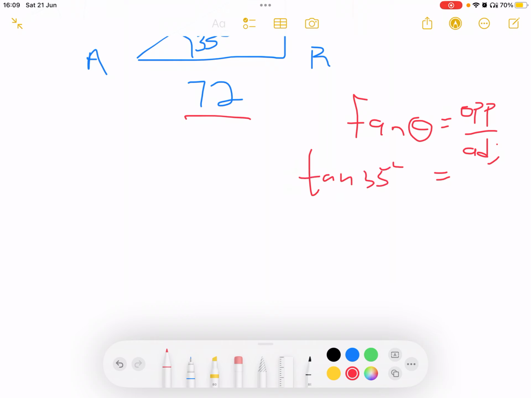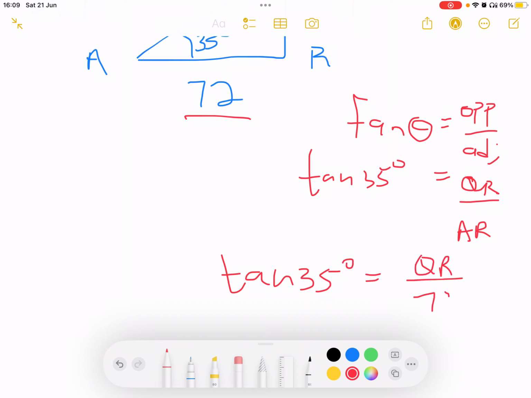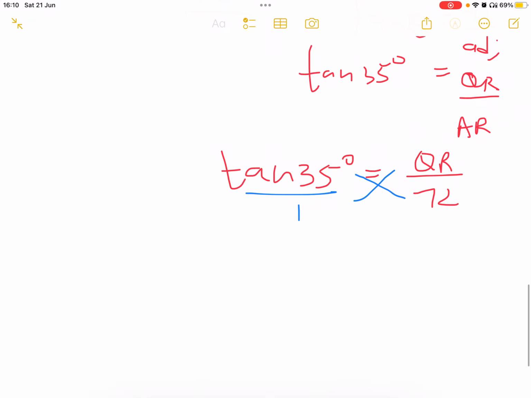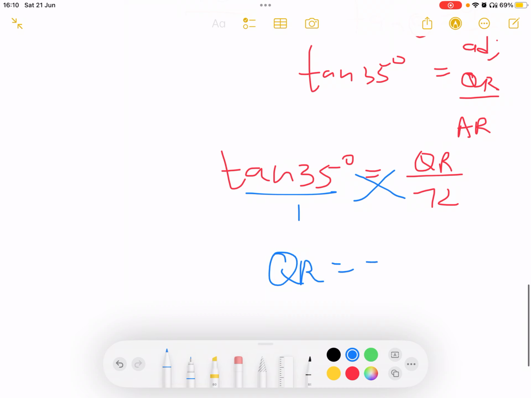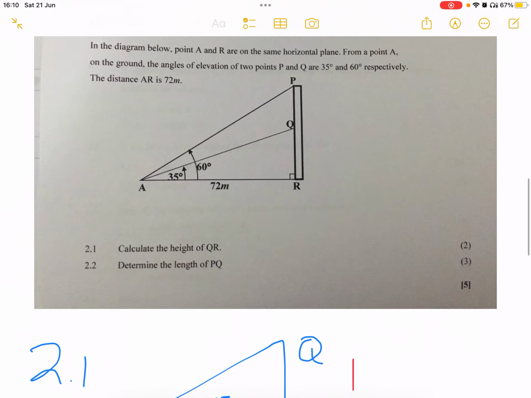With that, you can simply say tan of 35 degrees is equal to the opposite side, QR, over AR. In substitution, tan 35 degrees is equal to QR over 72. Then you can cross multiply such that QR is equal to 72 multiplied by tan 35. On our calculator we get, well, we have to round off to maybe 1 or 2 decimals. The question did not state, but it's best that you round off to 1 decimal, so it's 50.4.